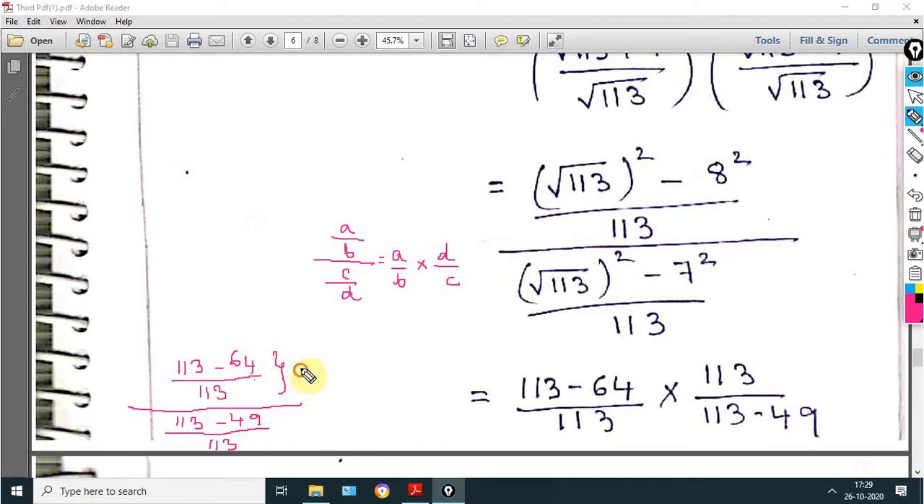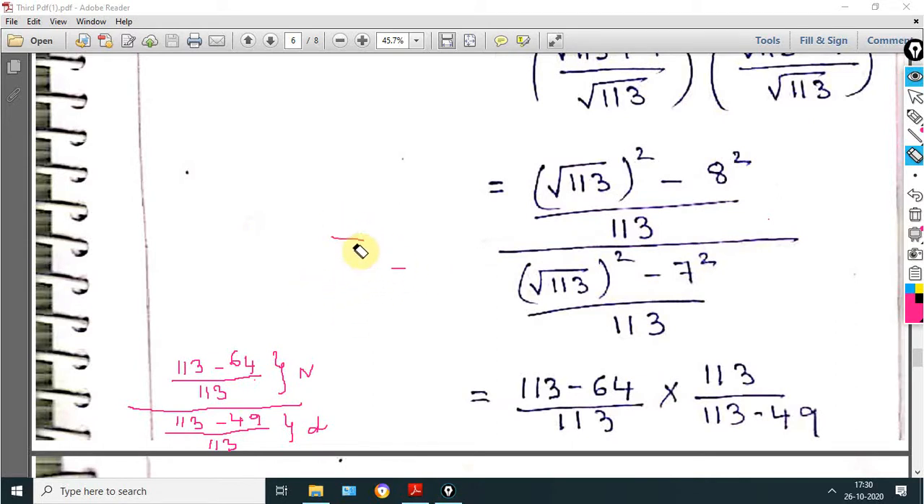So here also, what is the numerator? This one is the numerator and this one is the denominator. So what are we doing? We are writing this one as it is here, 113 minus 64 by 113. Next, into, the denominator we have to reverse. So 113 we will write first, 113 by 113 minus 49. Okay. So you have to remember this formula.